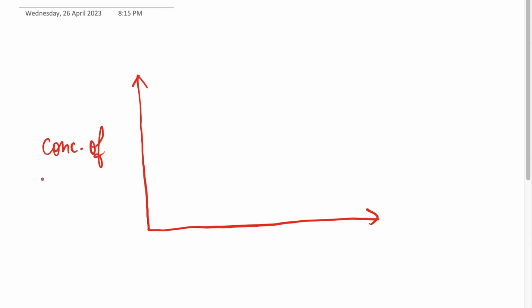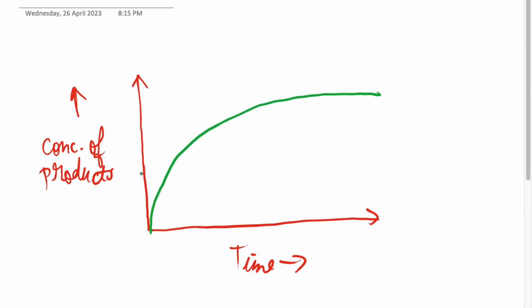Now let us draw the graph of concentration of products versus time also. Concentration of products, and here we'll take time. As the concentration of products is increasing over time, as time passes by, the concentration of products will increase. So the graph goes like this.